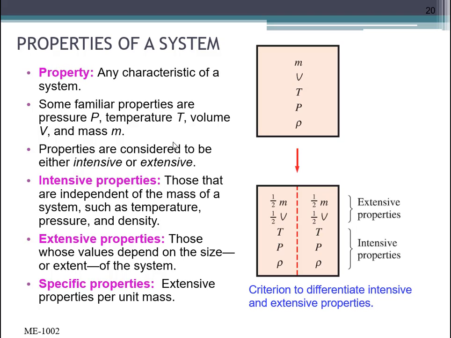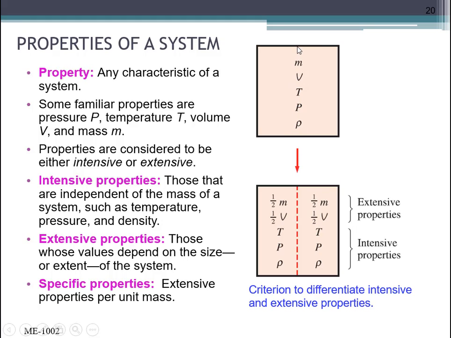Intensive properties are those properties which are mass independent. Let's understand this. And extensive properties are those properties which are mass dependent or size dependent. For instance, let's see this example. We have a container which has some gas or liquid or whatever, and the mass of the system is m, the volume is V, temperature T, pressure P, and density rho.